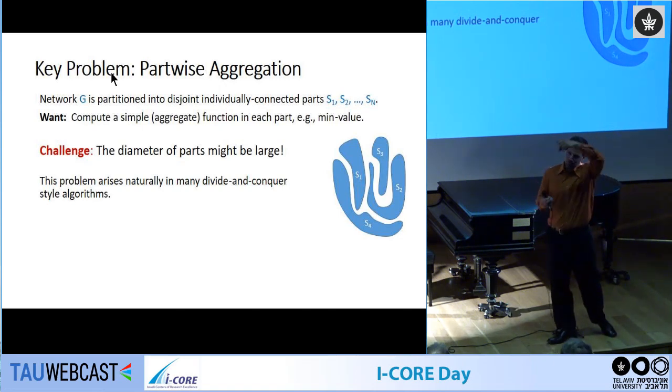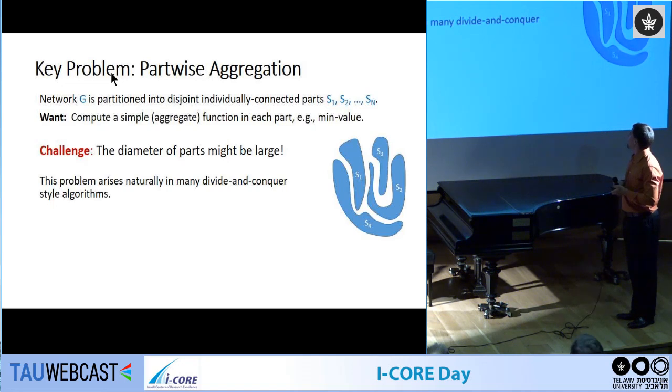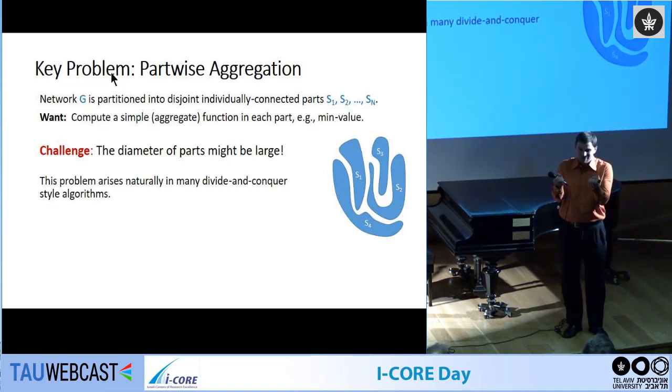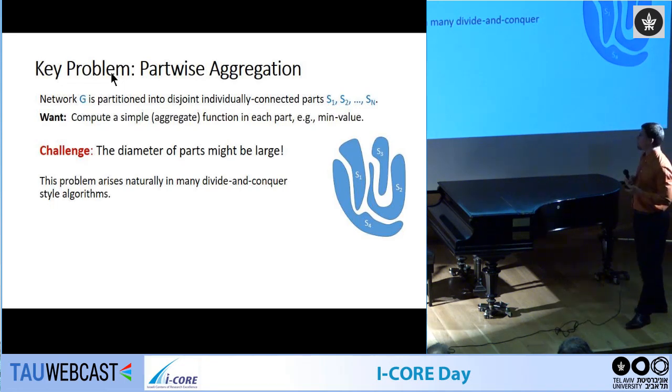Otherwise it might not be avoidable that there's tons of congestion. Okay, so if you think of divide and conquer, if the parts that you divided and want to compute on are not even connected, then at least you wouldn't be able to run distributed algorithms on these disconnected parts. So yeah, this is a natural problem.